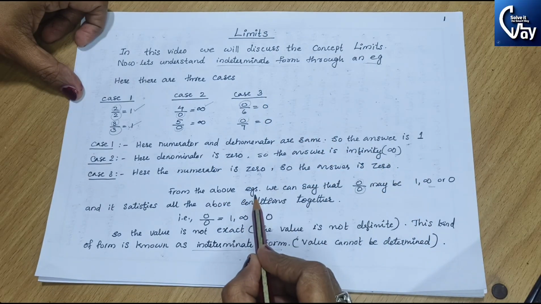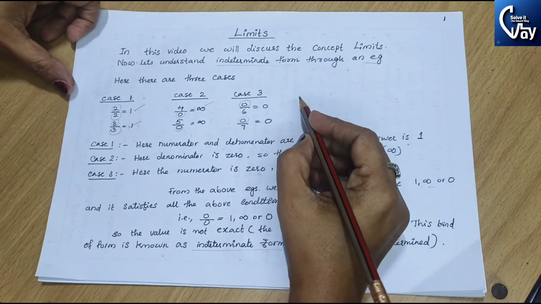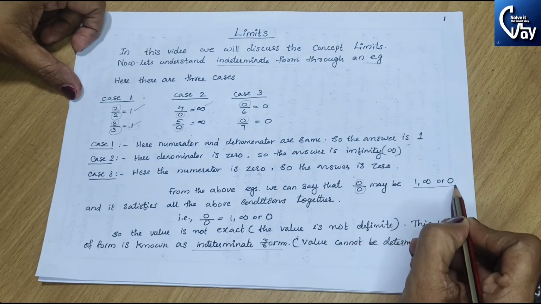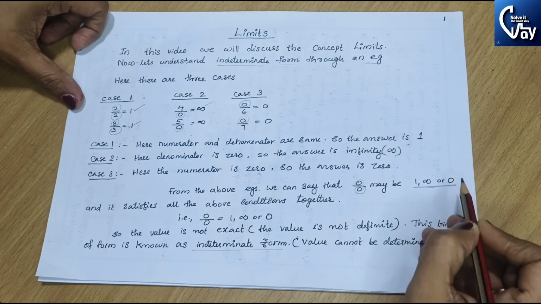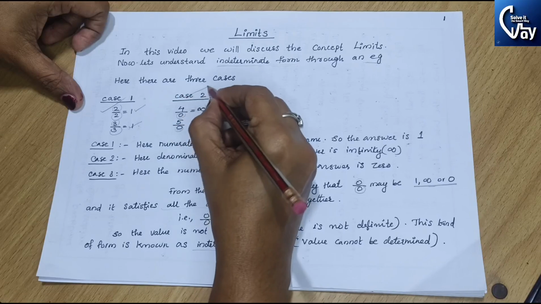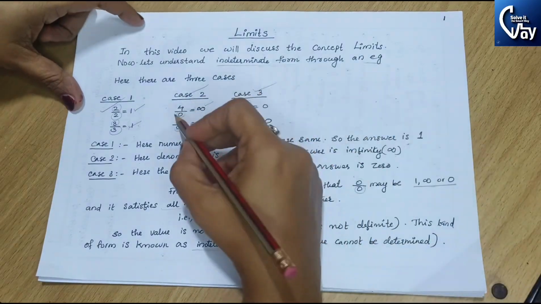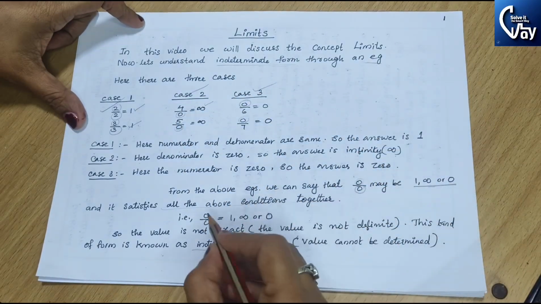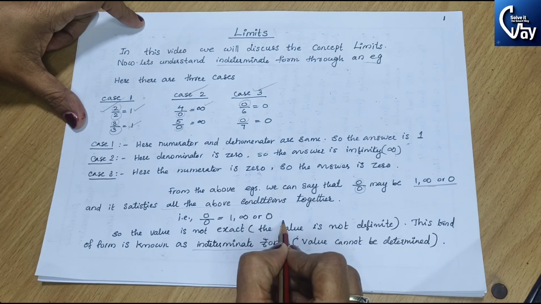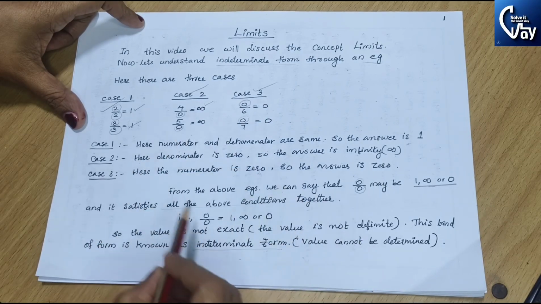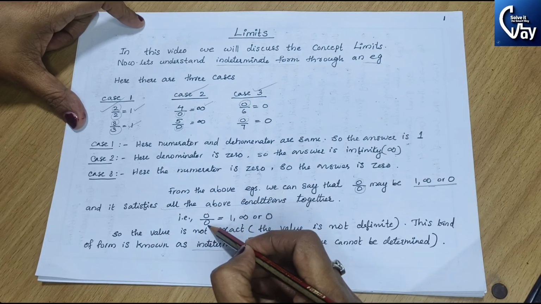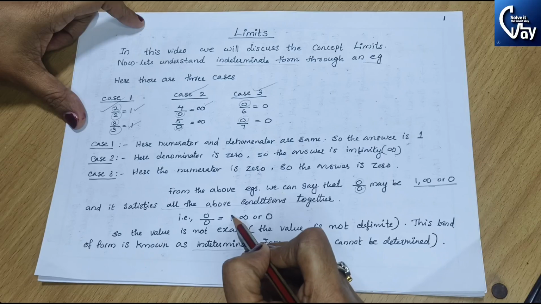From the above examples, we can say that 0 by 0 may be 1, infinity or 0. And it satisfies all the above conditions together. Case 1, case 2 and case 3. These three conditions together. So 0 by 0 equal to 1, infinity or 0. That means in 0 by 0, both the numerator and denominator are same. So it may be 1.